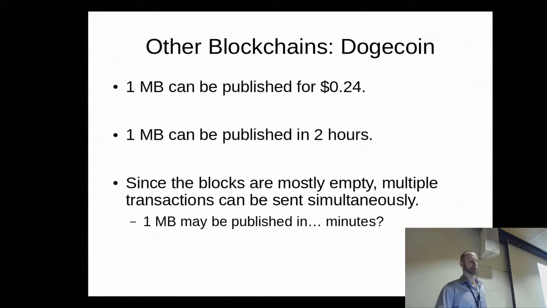One megabyte can be published for just 24 cents because the transaction fees are so low. And because the block time is 10 times faster, you can publish a megabyte in 2 hours. Even more, their blocks tend to be mostly empty, so there's no contention there. What that means is you can probably flood the network with multiple transactions per block. So it's possible that you can get much less than 2 hours. You could potentially publish a megabyte in just a matter of minutes.